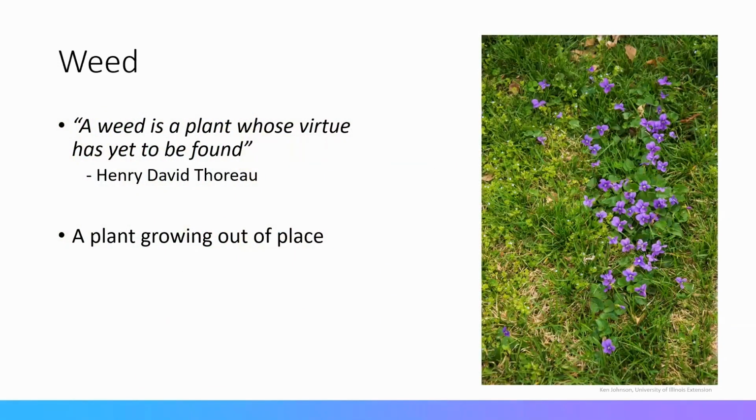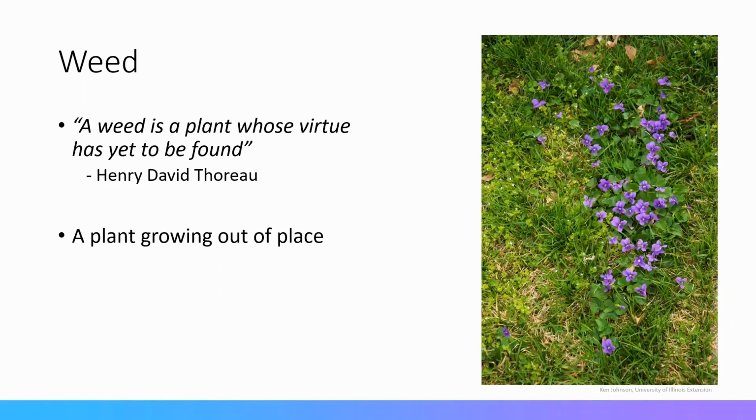We also have weeds, depending on your plant and how you look at it. So a weed is a plant whose virtue has yet to be found. Henry David Thoreau. Again, a lot of times a weed is going to be up to the individual. So the common usage as a weed is a plant that can be a native or non-native plant that is not valued in the place where it is growing. So it's a plant out of place.